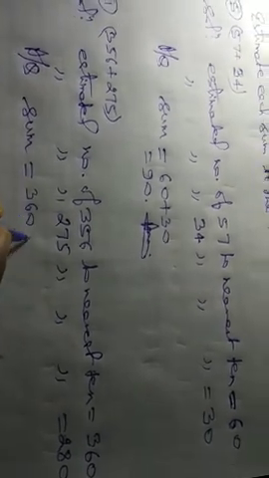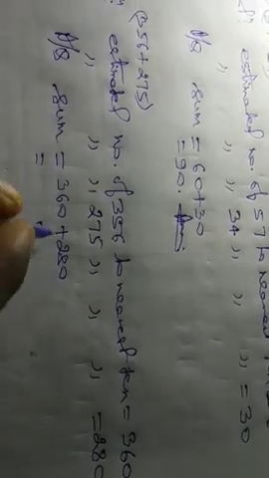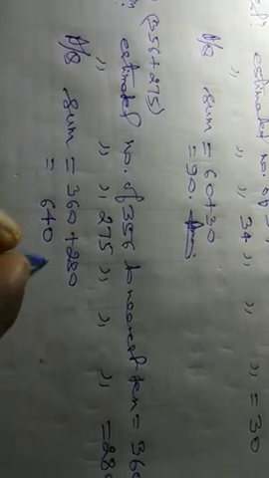280. Now according to the question, sum equal to 360 plus 280. When we add it, 0 plus 0, 8 plus 6 is 14, 1 carry, 3 plus 2 plus 1 is 6, 640 answer.